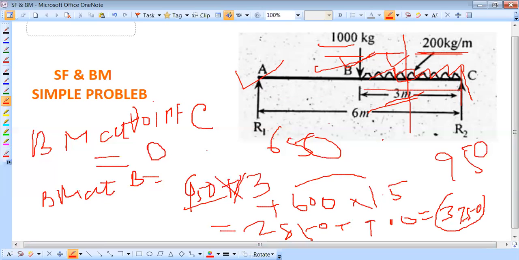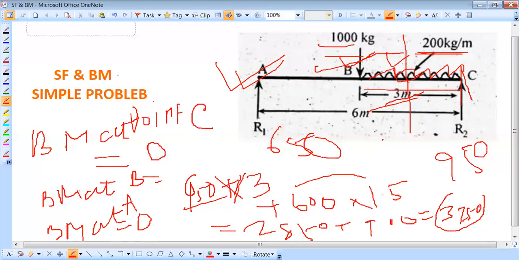Then again, BM at A is equal to what? BM is equal to 0, because when you find the BM at the end point, we get the value of 0. So here we can easily write BM at A equal to 0. We have already found the reactions, then the value of SF, then the value of BM.